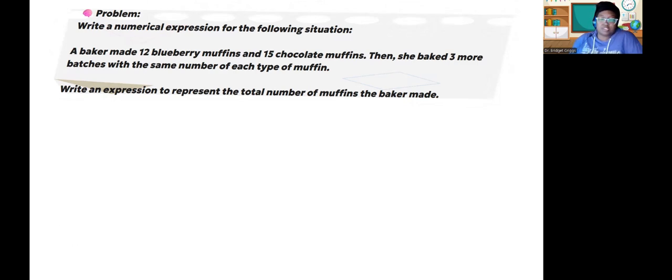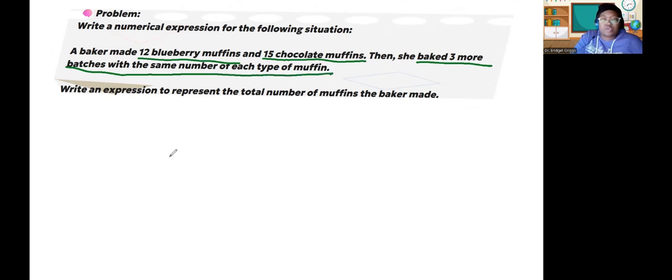Well, if we break this into parts, then we can put it back together as one piece, the same way it was inside of the objective. So if we look at it, we have 12 blueberry muffins and 15 chocolate muffins. That's the initial batch that the baker did. But then she came back and she baked 3 more batches. But nothing changed. The same number of each type of muffin were in each of those batches.